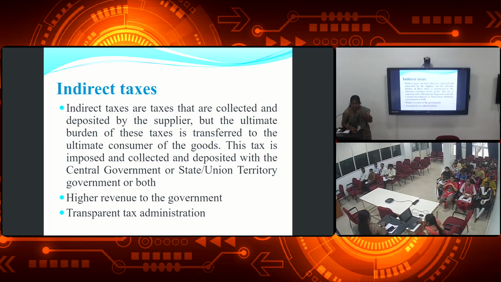Next, it is called an indirect tax. Indirect tax is collected and deposited by the suppliers, and the ultimate burden of the tax is transferred to the ultimate consumer. From the manufacturer till the final consumer, the tax burden is shifted from one person to another. But with direct tax, there is no shifting and no burden. With indirect tax, it is shifted from the manufacturer to the ultimate consumer.